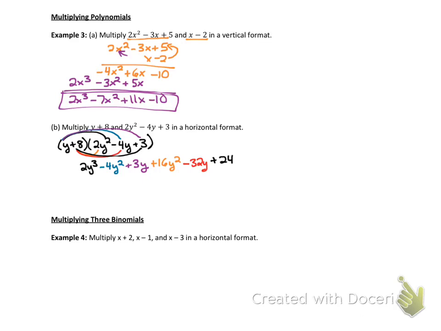Then we do our circles and our boxes to combine our like terms. So we have a y cubed, so we have 2y cubed. Let's circle our y squareds, which are here and here. So we have 16 and negative 4 is positive 12y squared. Then we can, I guess, box our y's again. Just make sure you're only looking at those, or color coordinate. And we get negative 29y. And then we're just left with that 24.